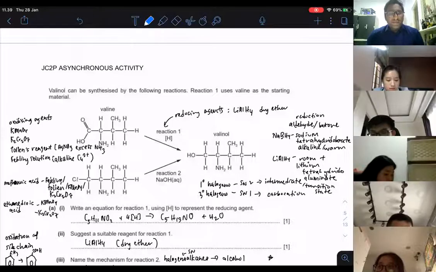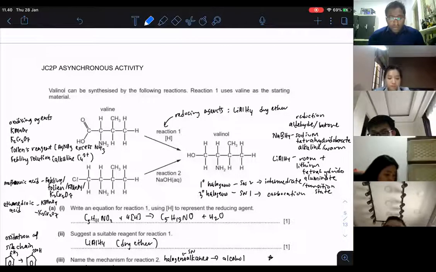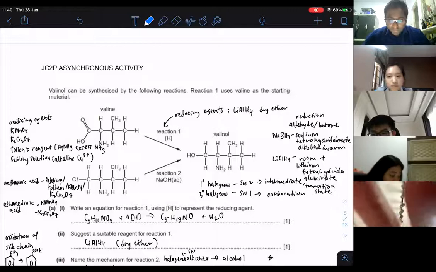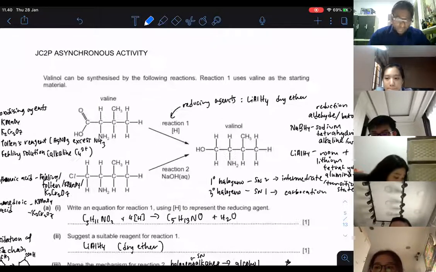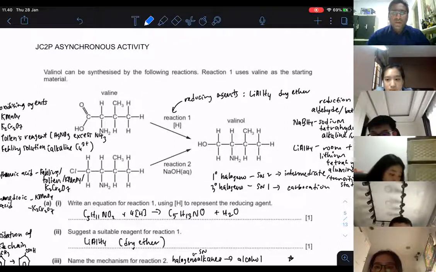Now, you can see here valinol. Okay, valinol can be synthesized using the following reaction. Okay, reaction one using valine as a starting material. If you look at this valine, basically you know that it's going to be an amino acid.